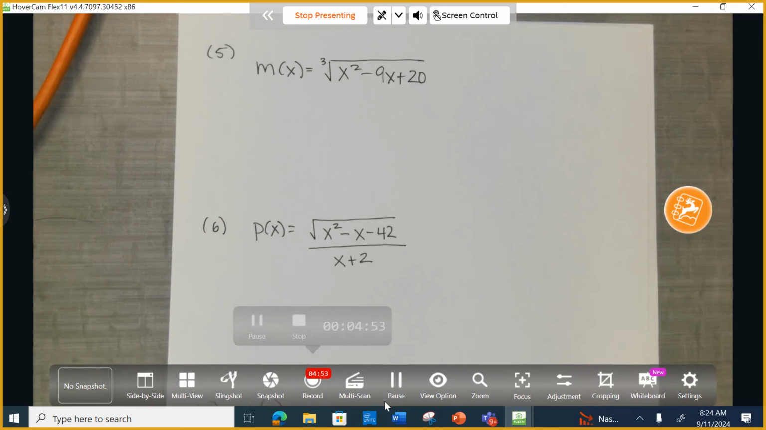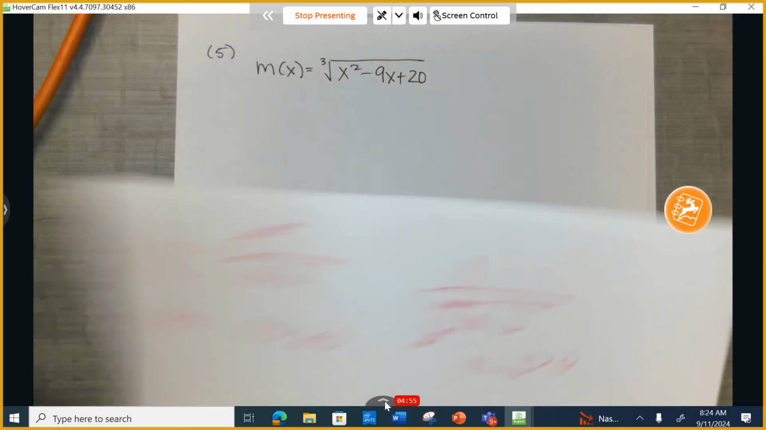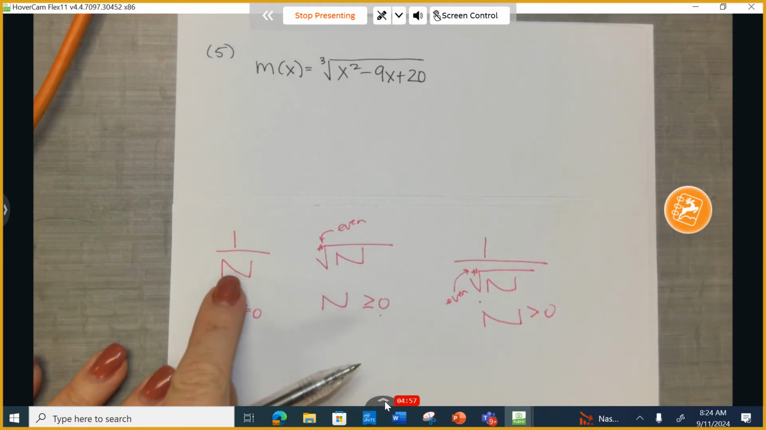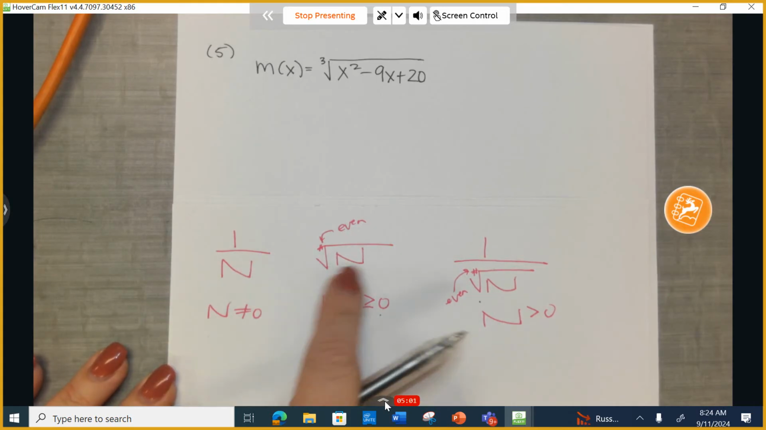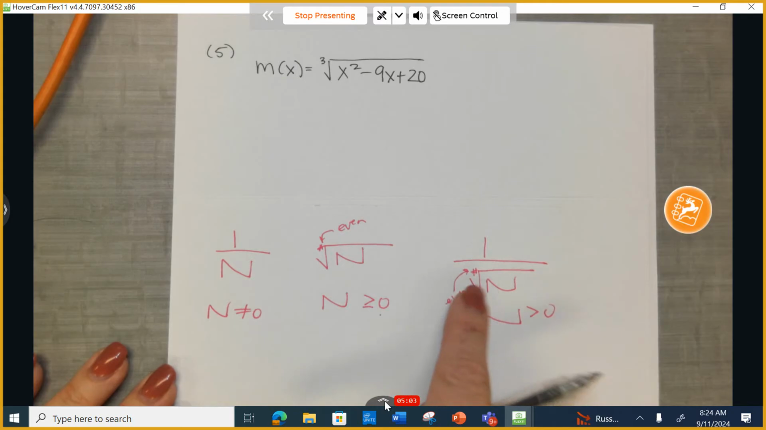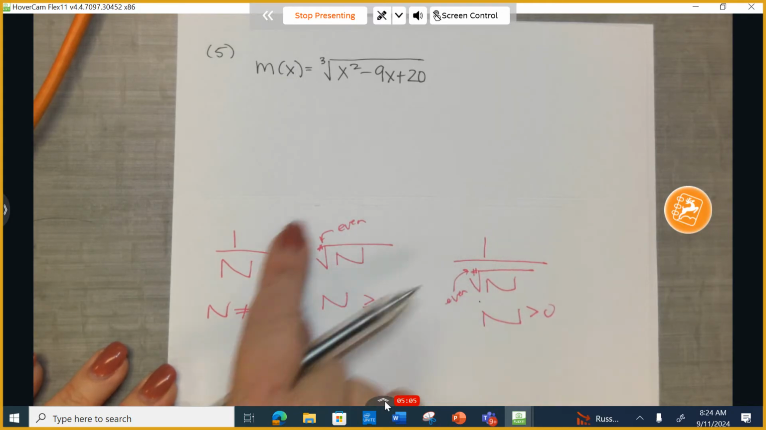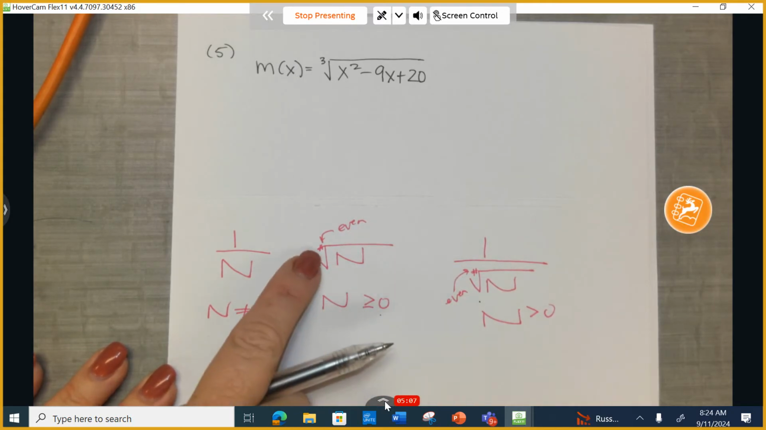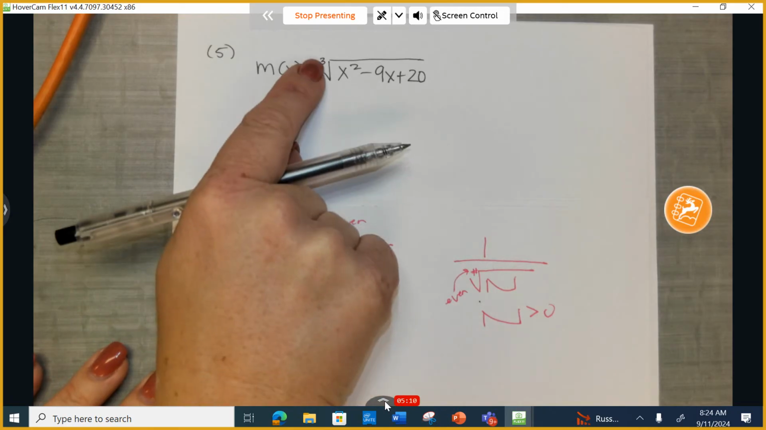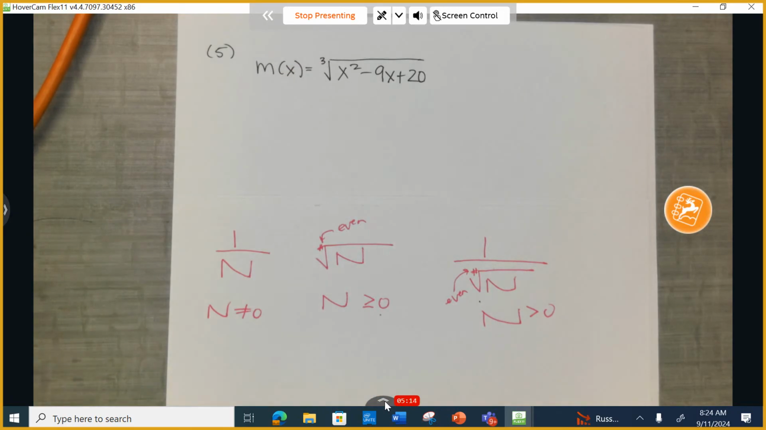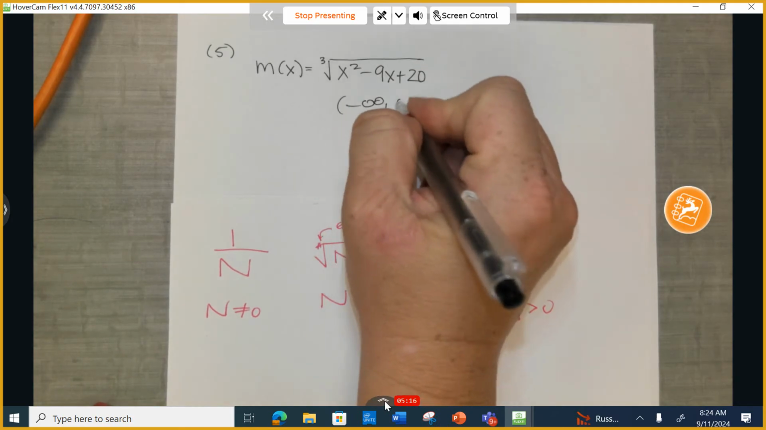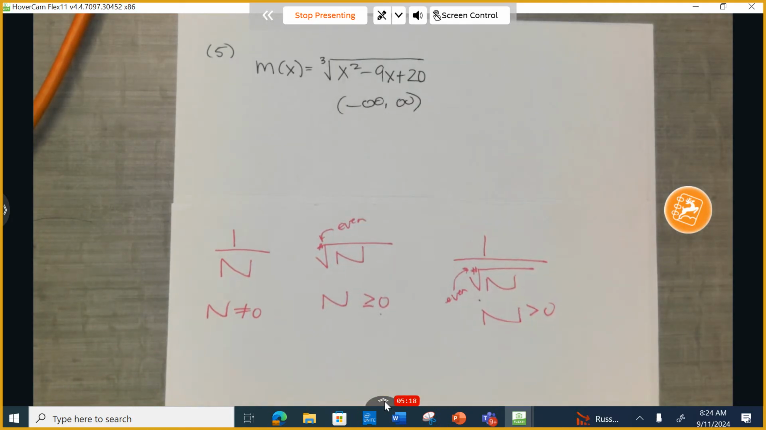Here we go, looking right now at number 5. So the first thing I do is I look at my rules. Do I have variables in the denominator? No, so I don't worry about rule 1. Do I have a radical? Yes. It's not in the denominator. It's simply a radical. Then I focus on the nth root. If there's a value there, I have to see is it even or odd. If it's odd, there are no restrictions. So negative infinity to positive infinity.